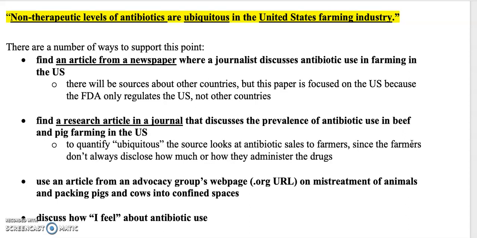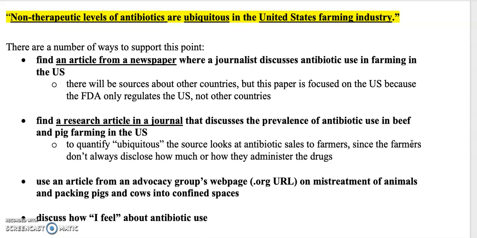First, thinking about sources. There's not just one magic source. I know some students search around looking for that silver bullet source that's going to say exactly what they want to say. That might not happen. So you're going to be thinking about the main points. I've underlined them above. I'm just going to run through a couple sources and talk about what to consider with these sources. I could find an article from a newspaper where a journalist discusses antibiotic use in farming in the U.S. So the first thing to think about here is that context matters.